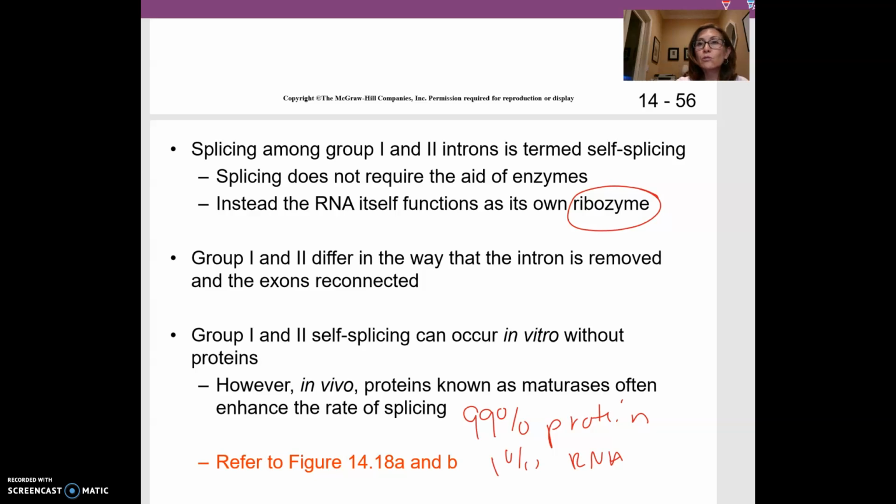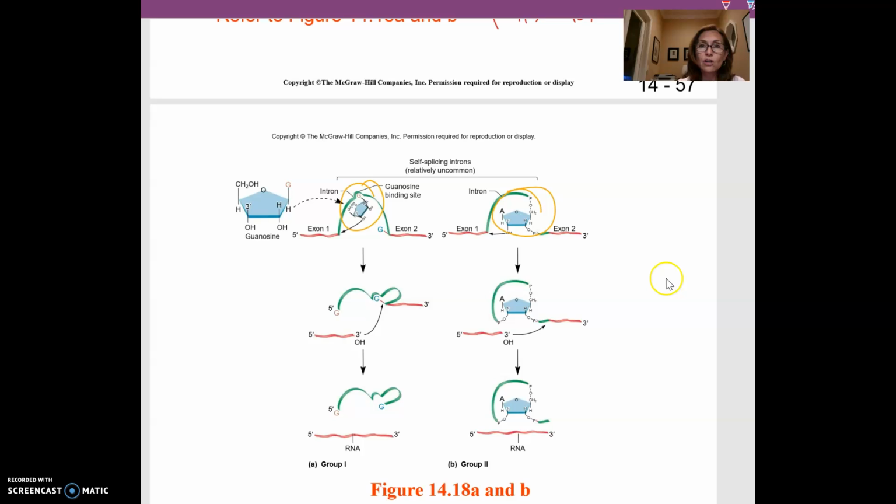The group 1 and group 2 introns are a little different, and like I said, we're not going to spend much time really talking about those. However, here is a little example showing you that group 1 and group 2 introns use different nucleic acid derivatives to help remove segments of the intron, or to actually remove the intron. So the nucleotide actually joins the 2 exons together.